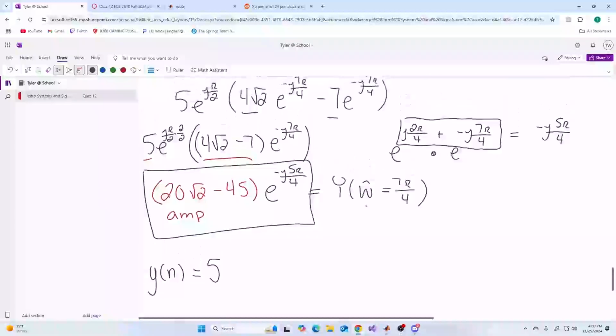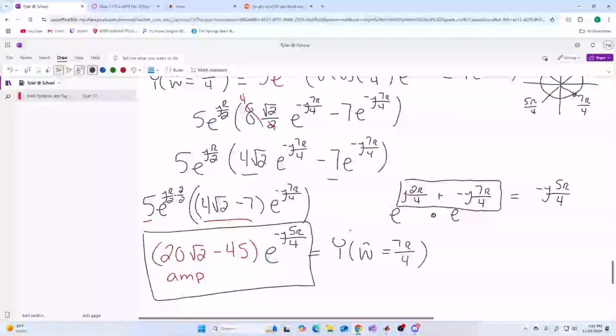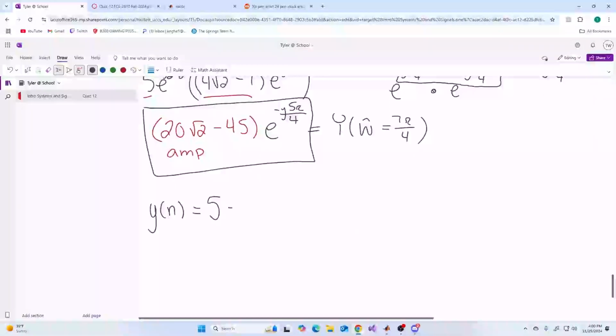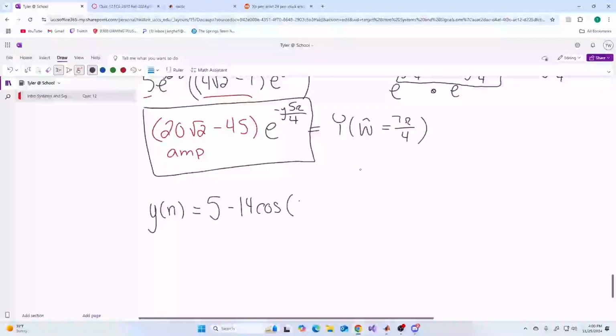The next one, I have negative 14 e to the negative j pi over 2 when w hat is pi over 2. So I'm going to have a negative 14 cosine. My w hat was pi over 2? Let me double check. Yep, pi divided by 2, n minus pi divided by 2, which was my phase.